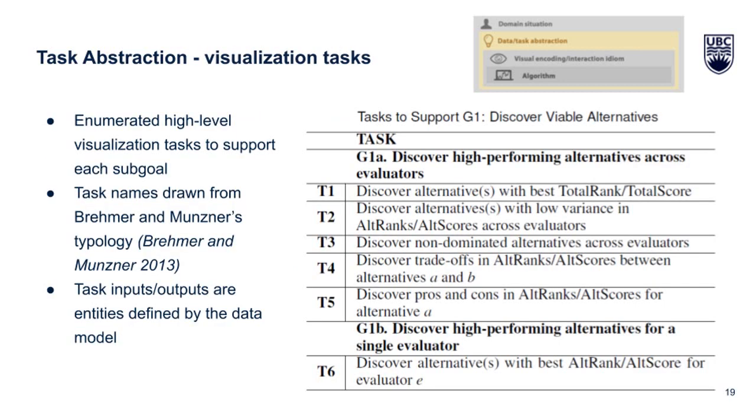For each of the identified subgoals, we enumerated high-level visualization tasks to support it. Here we list the tasks to support the goal of discovering viable alternatives, including those with the best score, either across evaluators or for a given evaluator, or those with low variance in scores across evaluators, indicating high agreement.